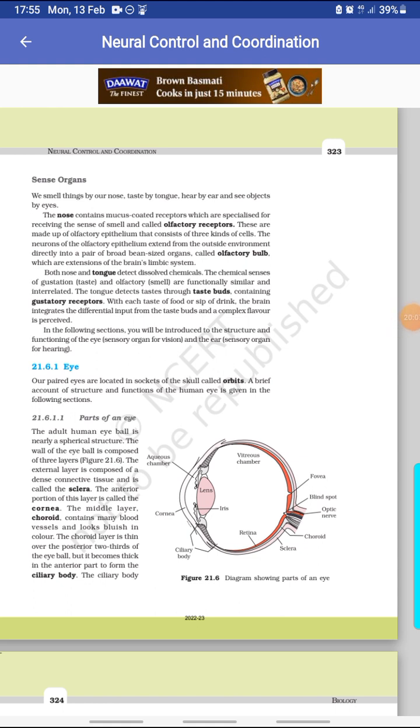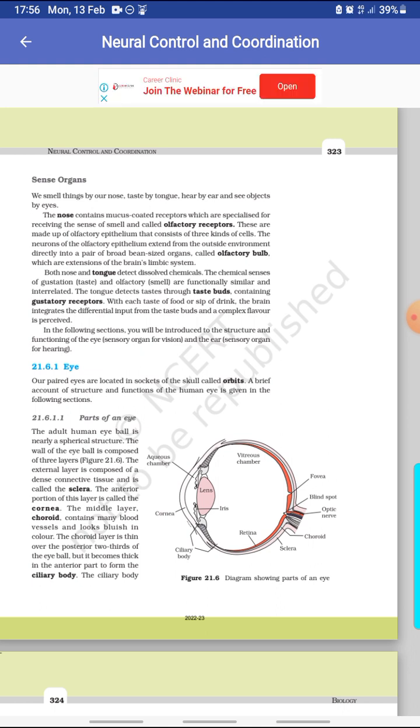We smell things by our nose, taste by our tongue, hear by ear, and see objects by eyes. The nose contains mucus coated receptors which are specialized for receiving the sense of smell and called olfactory receptors. These are made up of olfactory epithelium that consists of three kinds of cells. The neurons of the olfactory epithelium extend from the outside environment directly into a pair of broad bean-sized organs called olfactory bulb, which are extensions of the brain's limbic system.